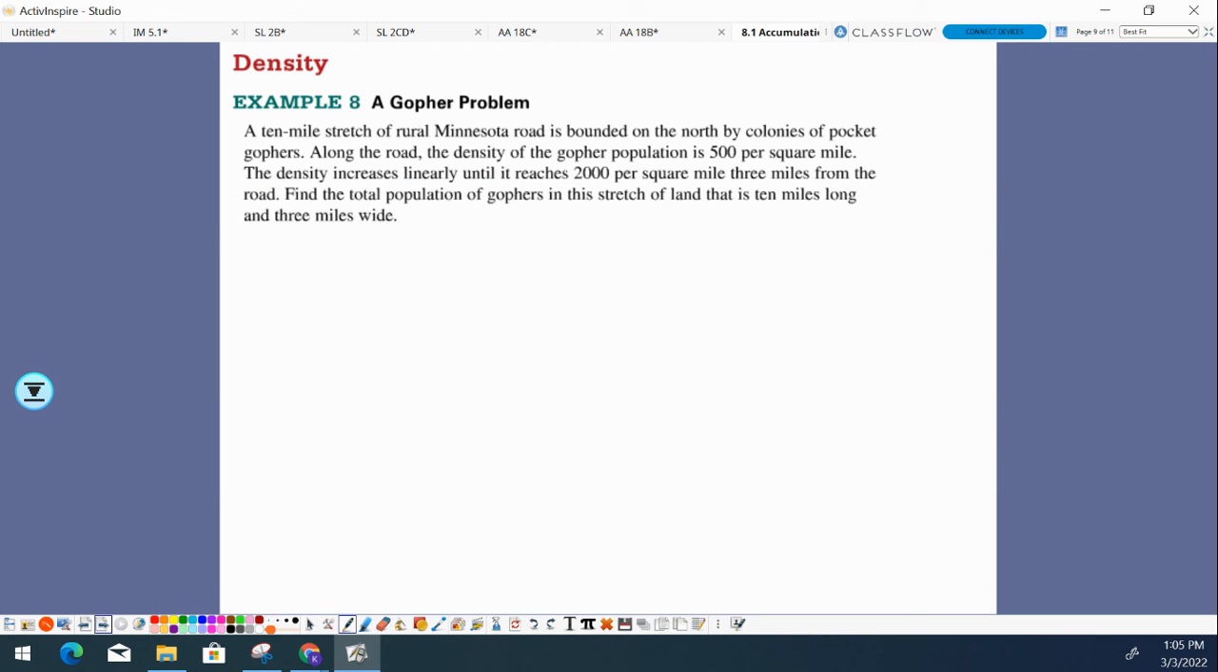All right, the gopher problem. I think my bell's going to ring pretty soon, so you'll want to maybe just look at the last two in your book, or we'll talk about it when you come back.